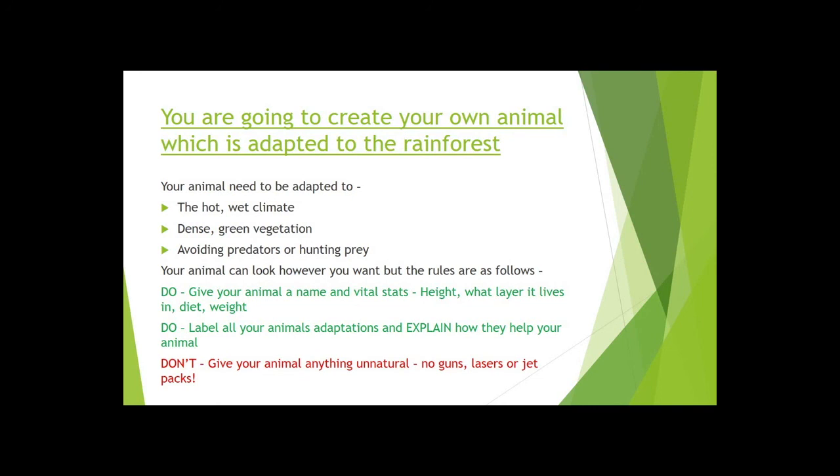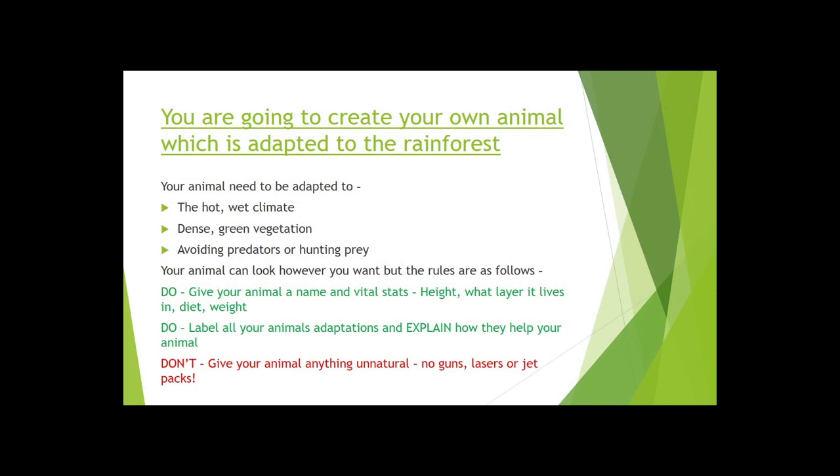It needs to avoid predators, or will it be the other way around? It will be hunting prey. It could be secondary, it might be in the middle. These are the rules. Your animal can look however you want, but the rules are as follows. Do give your animal a name and vital stats. I want to know its height, what layer it lives in, diet, weight, and anything more you can think of. Do label all your animal's adaptations and explain how they help your animal.